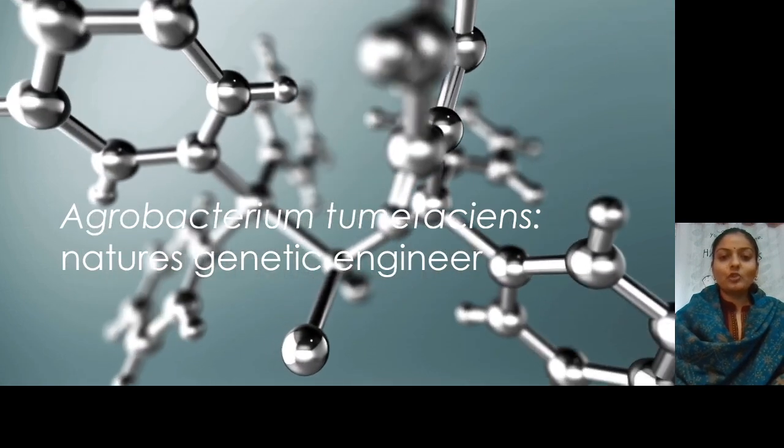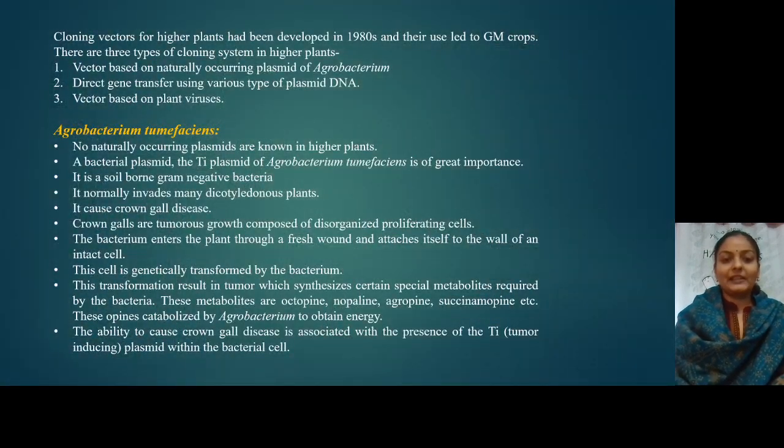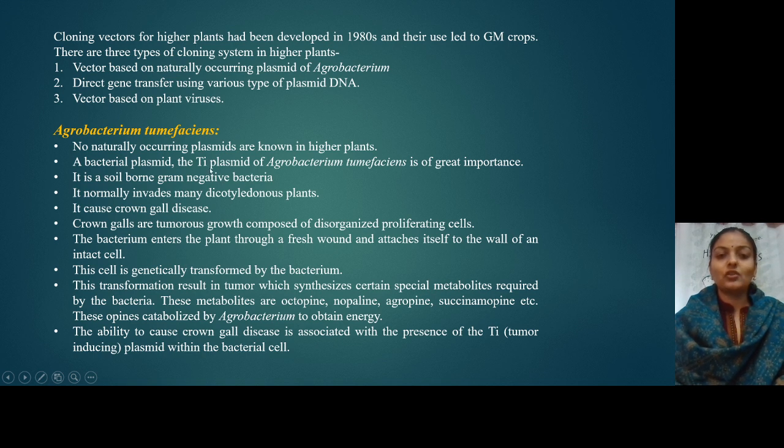Agrobacterium tumefaciens is a soil-borne bacterium and it contains a plasmid known as the Ti plasmid. This Ti plasmid is the tumor-inducing plasmid and it can be used to transfer genes from the bacterium to the plant cell. So why is it known as nature's genetic engineer?